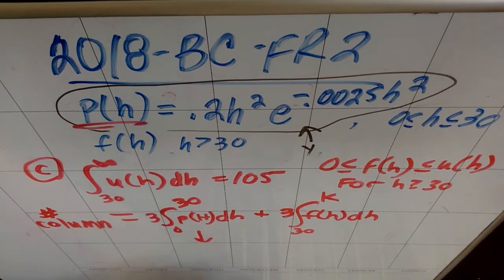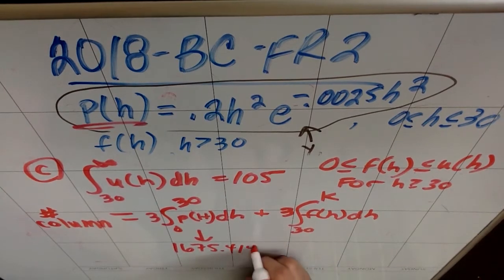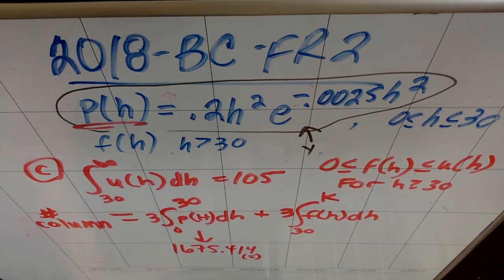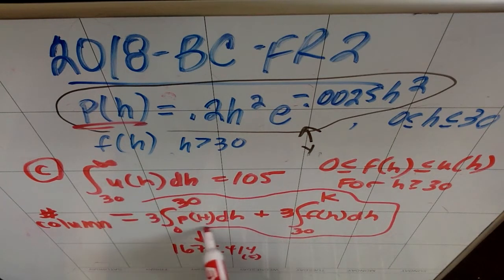Well, we already know the answer to this first integral. The answer is whatever I wrote down from the last one, which was 1675.414 or 5, right? So that's what this is. So this is the integral expression for what they want, right? This is the expression that they asked for. Okay? So that's the first part.